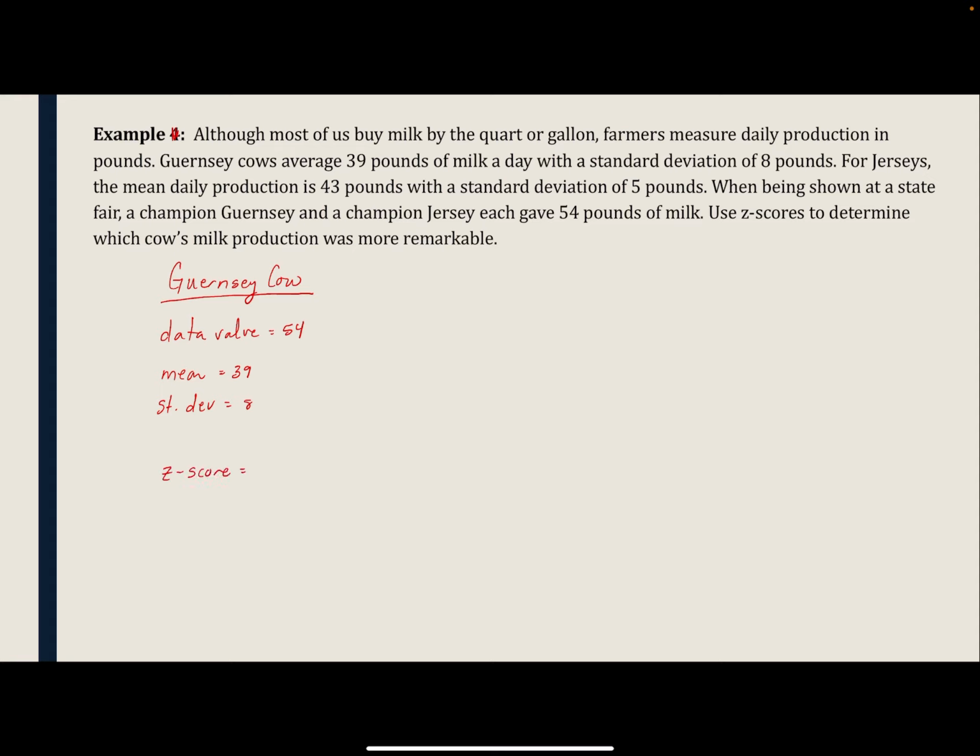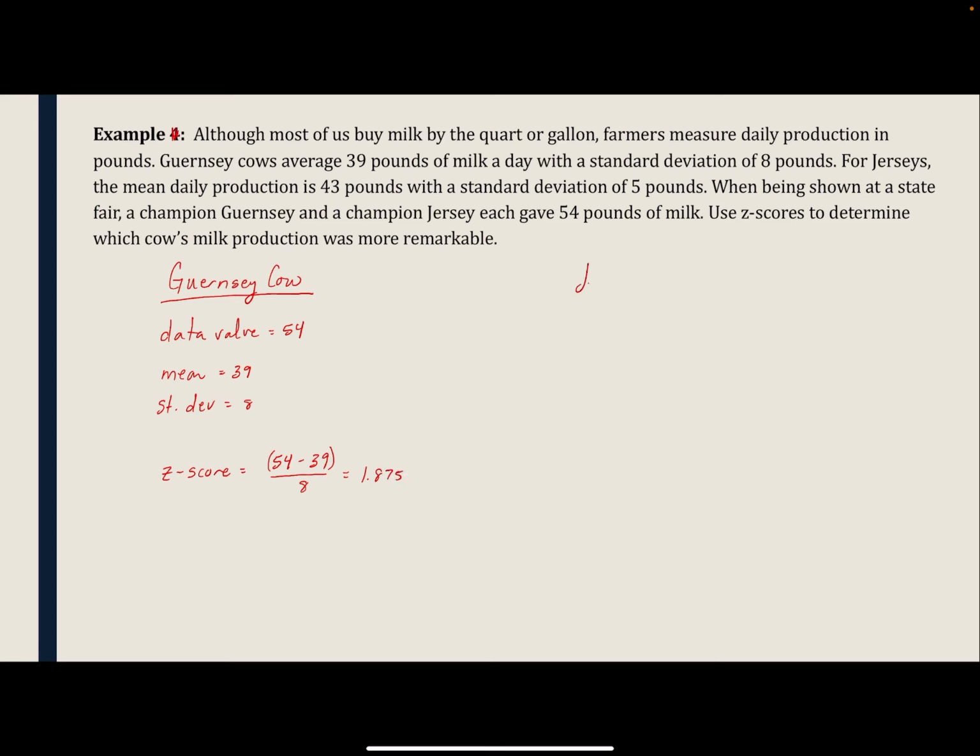So when we go to find the z-score, this is going to be the data value minus the mean divided by the standard deviation. Just be very careful when you're putting this in your calculator. If you're going to put it in all at once, make sure you put parentheses around the numerator or do it in steps. Take 54 minus 39, hit enter, and then divide by 8. Make sure that you're subtracting before you're dividing. And this will give a z-score of 1.875.